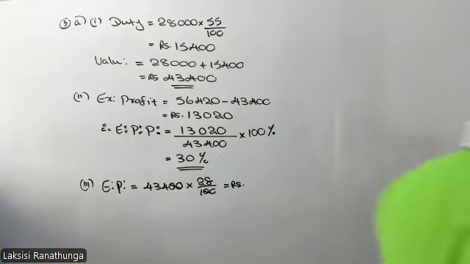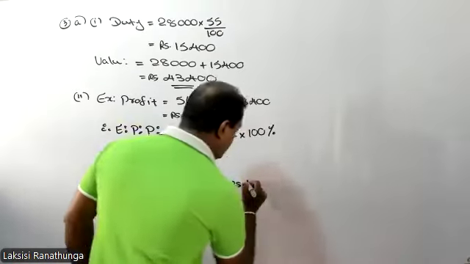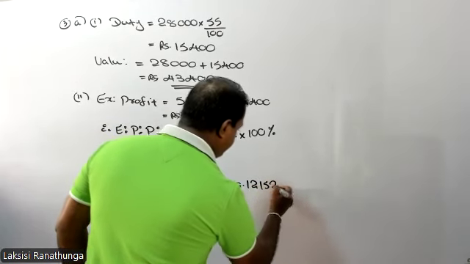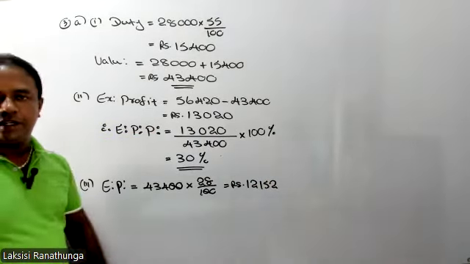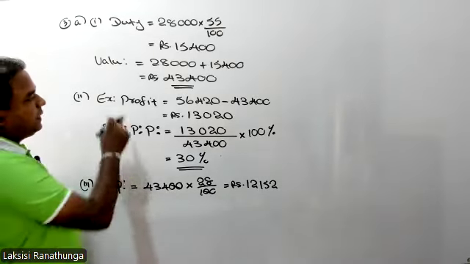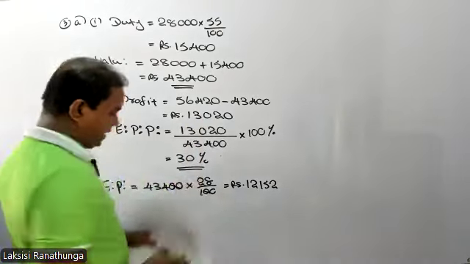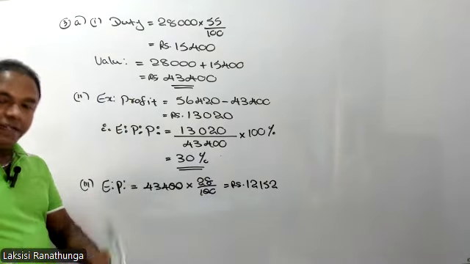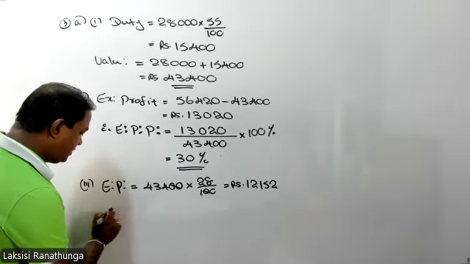434 multiplied 28. What do you obtain? 12,152. This is the earned profit. But the expected profit is 13,020. Now what the question asks? Find the discount given.